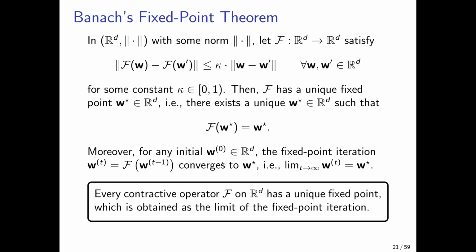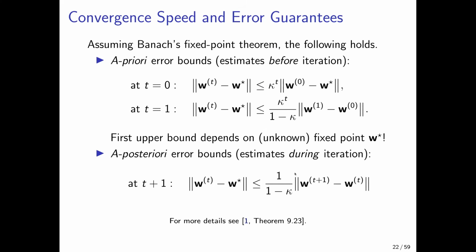And moreover, for any initialization, this fixed point iteration, which means we are applying it repeatedly. Well, we are first applying it to the initial value and then again and again. And this defines some sequence. And this fixed point iteration then converges to W star. And yeah, we can even say more than this. So we can say something about also the convergence speed even.